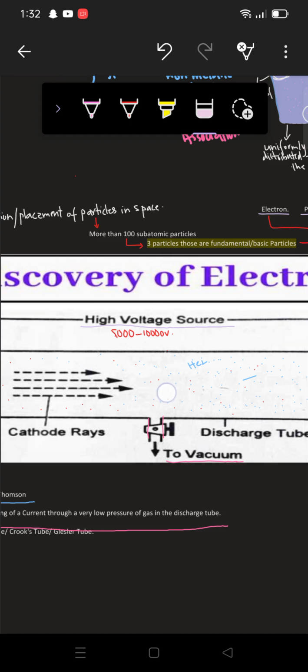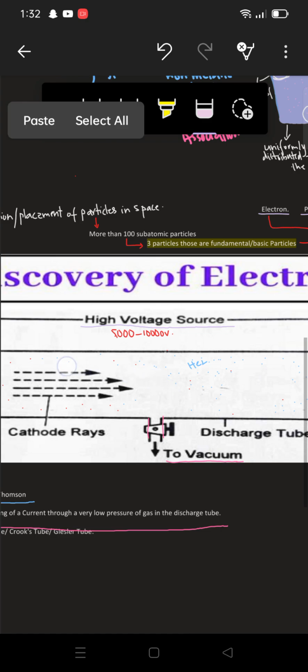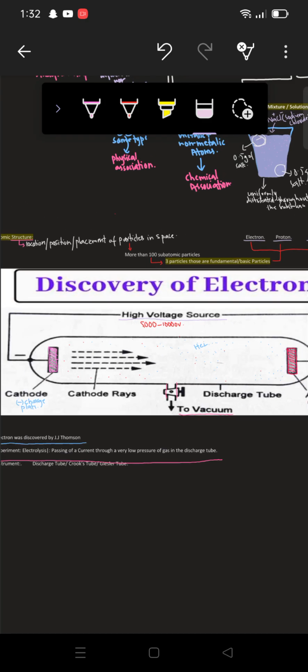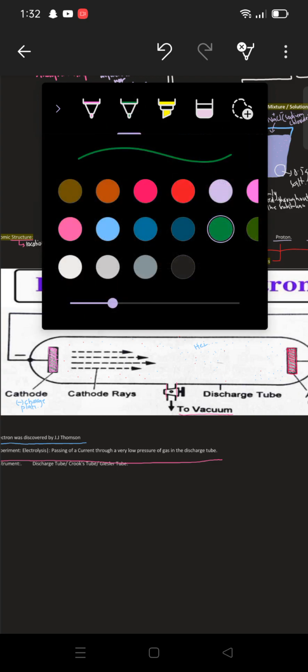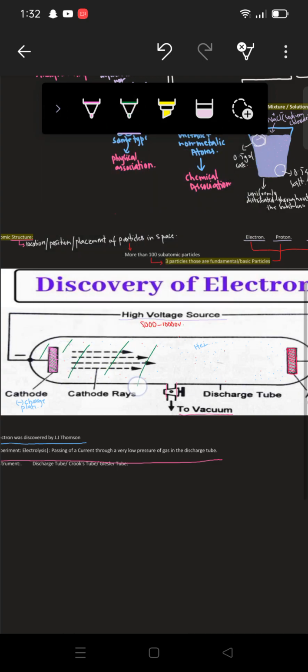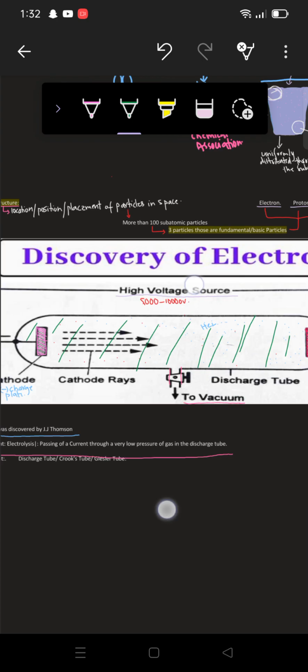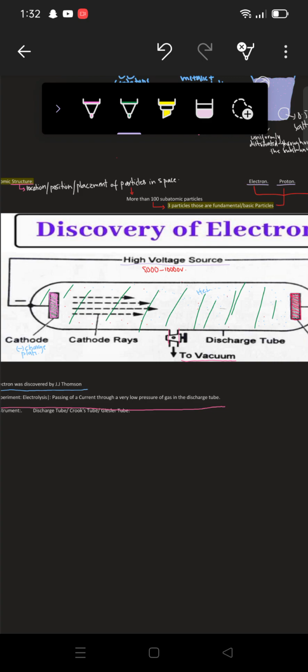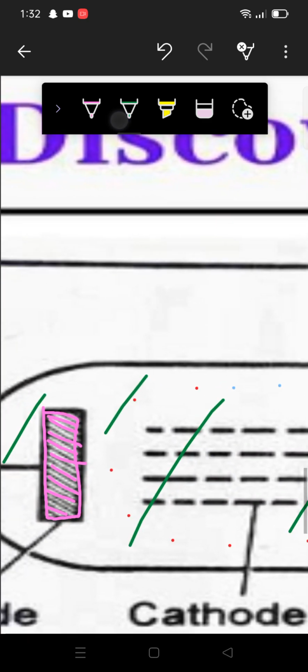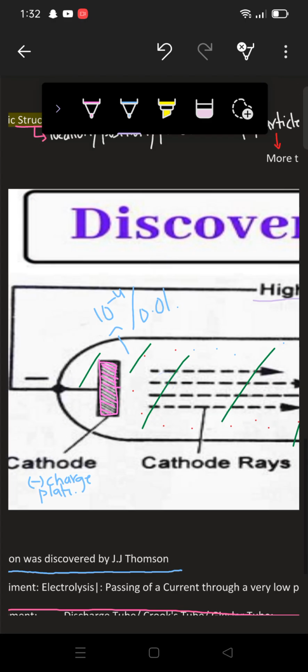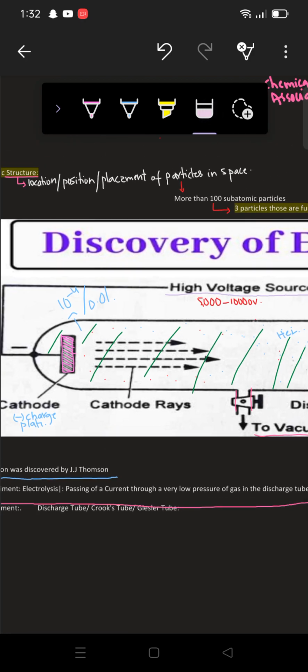But when they reduced the pressure of the gas, the whole discharge tube got lighted with the green color. But when they reduced the pressure more, down to 10 power minus 4 angstrom, or you can say 0.01, then there was no glow in the tube.